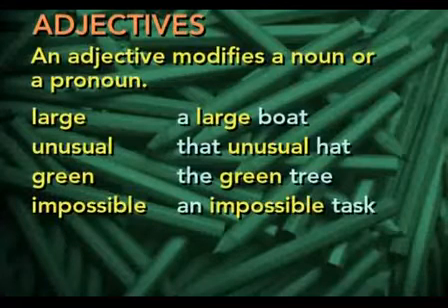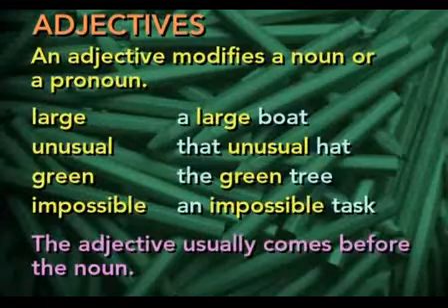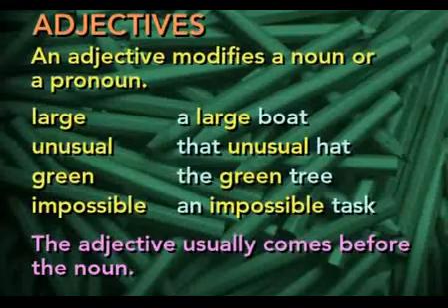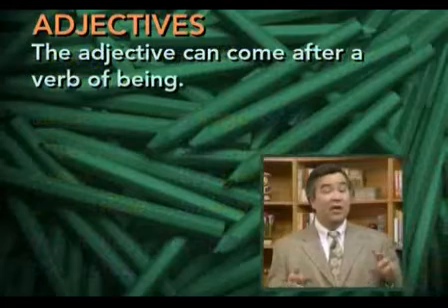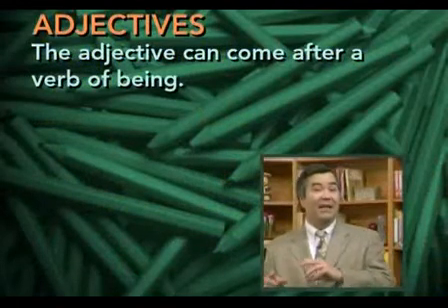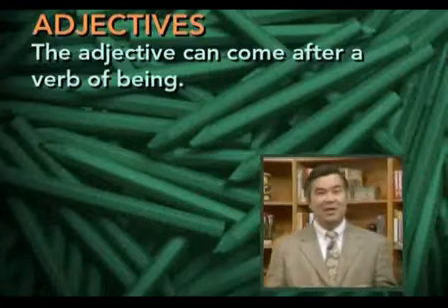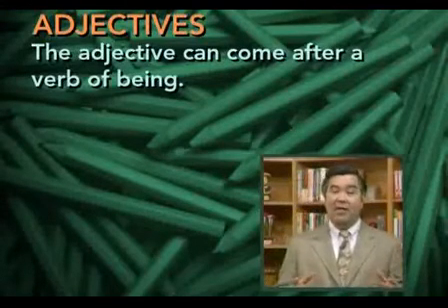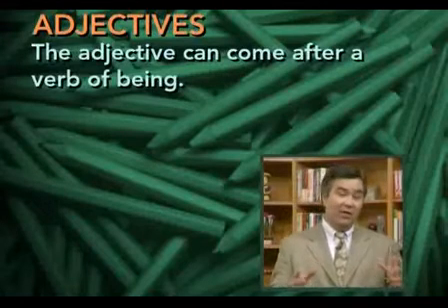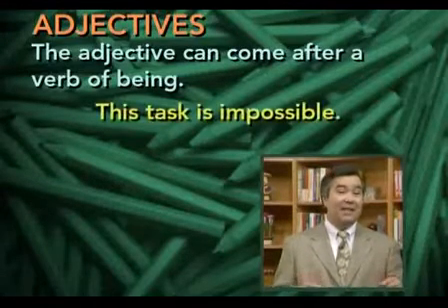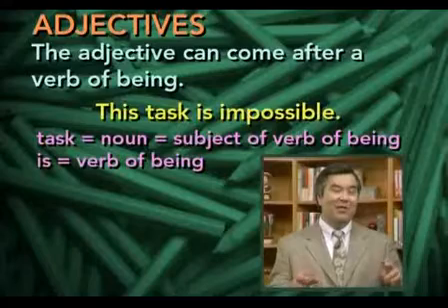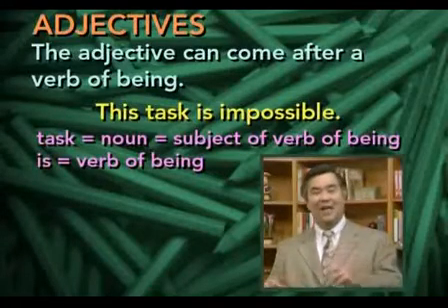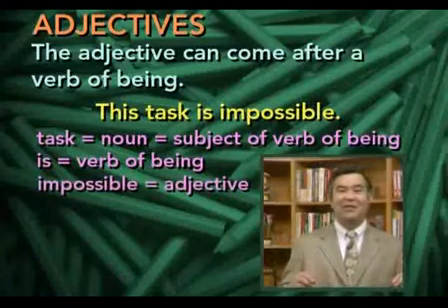Now, in each of the phrases that I've just used as an example, the adjective comes before the noun. And in the English language, that's usually where adjectives go. However, adjectives can also be used in another way in sentences. The adjective can come after a verb of being, and the verb of being would then link the adjective to the noun, which is the subject of the verb. So, for example, rather than referring to that impossible task in a phrase like that, I could say, this task is impossible. Now, the noun task is the subject of the verb of being, is. And what comes after the verb of being is the adjective impossible.